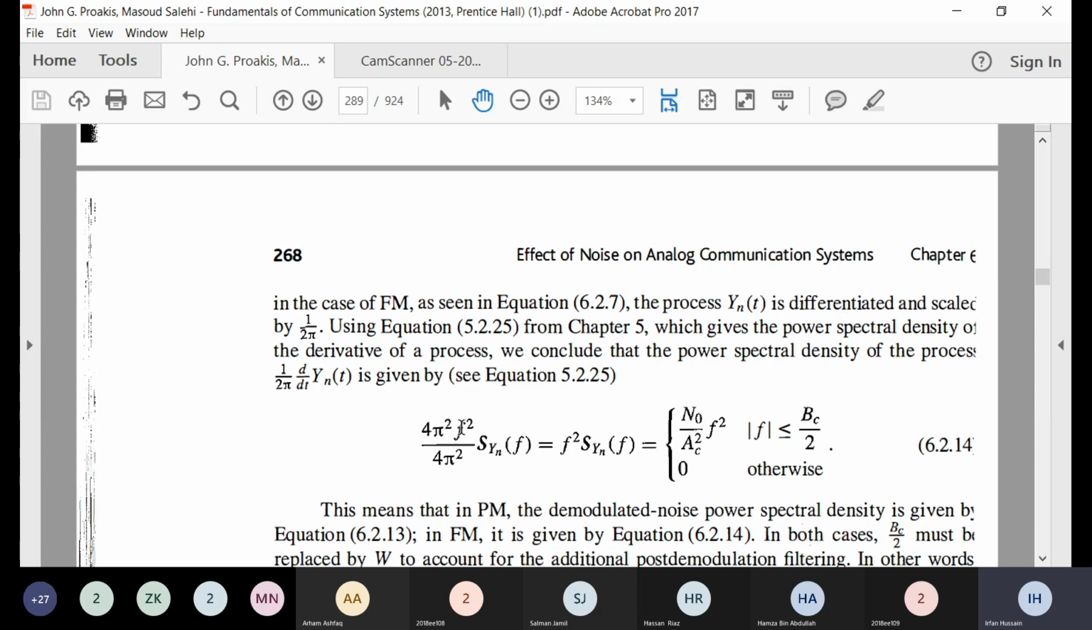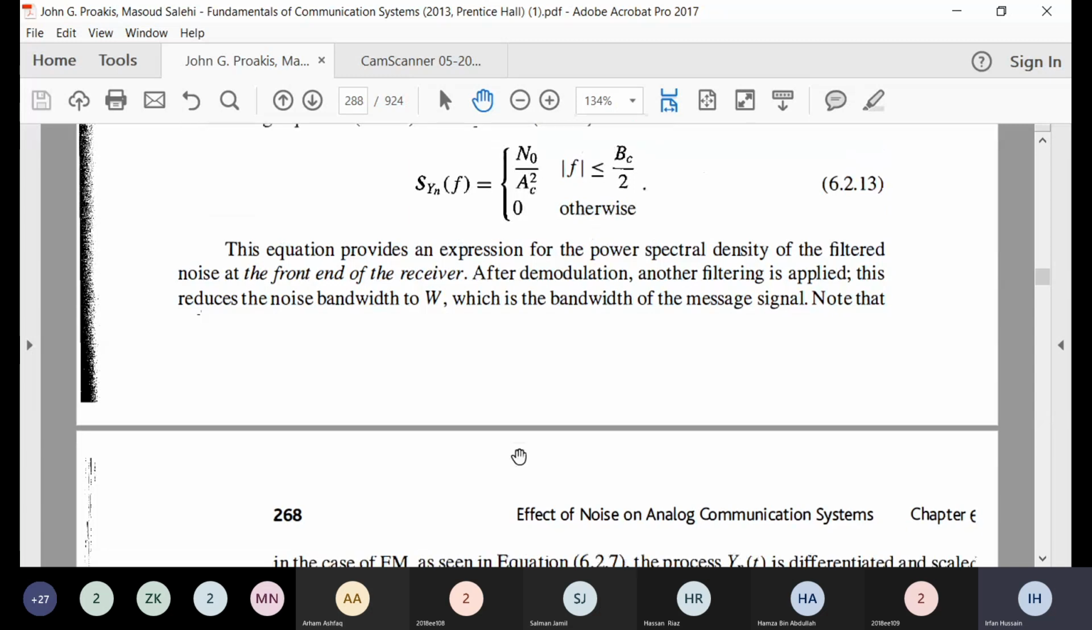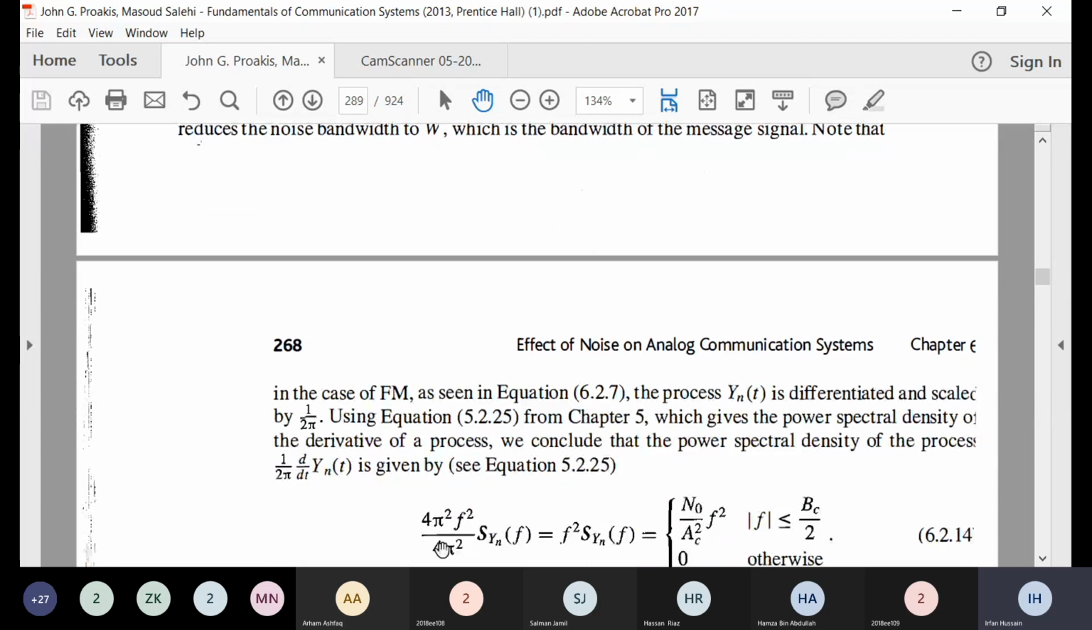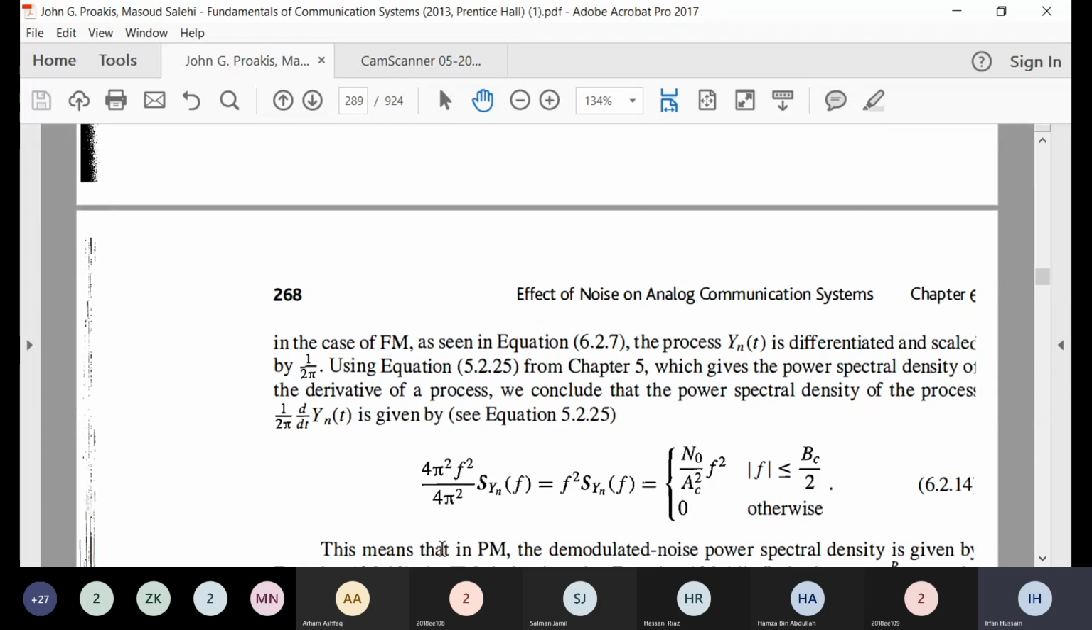That 2 pi f comes out to 4 pi square f square into SYN, and then 1 over 2 pi is already there, so it will also be squared. It will come out to be 4 pi square.